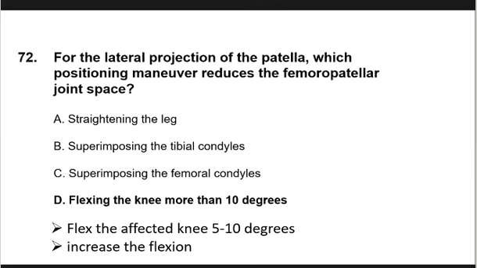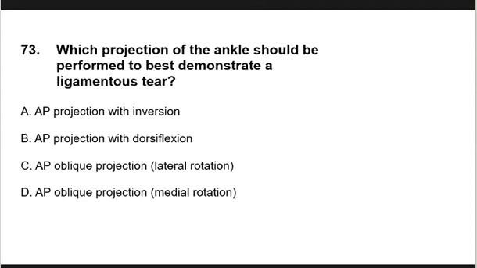So magkaiba yan, class, ha? Ang lateral projection for the knee, the degree flexion is 30 to 35 degrees. For the lateral projection of the patella, it should not be more than 10 degrees. It is just between 5 to 10 degrees. But if you are going to reduce the femoropatellar joint space, the degree of flexion is more than 10 degrees. And in other words, increase the flexion if you want to reduce the joint space. Okay, next question.